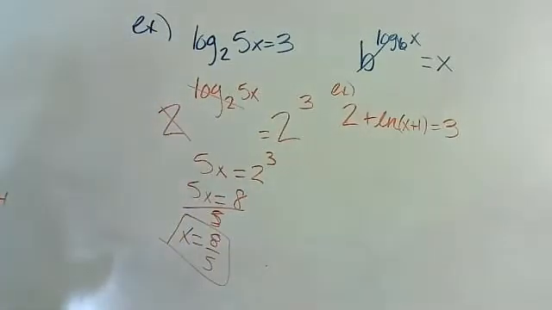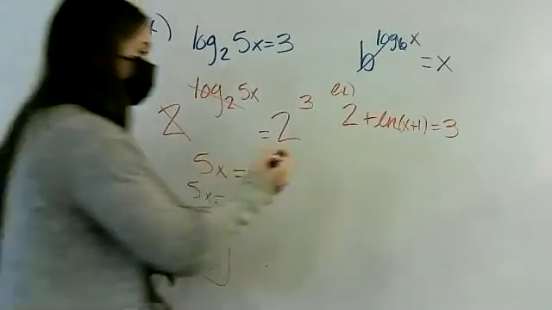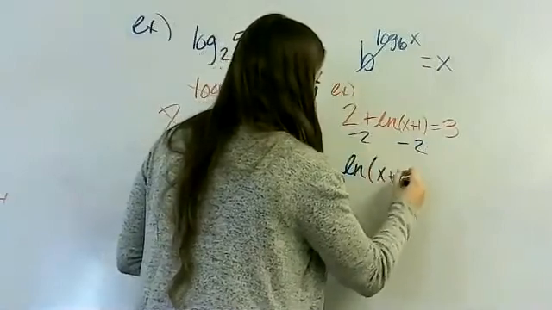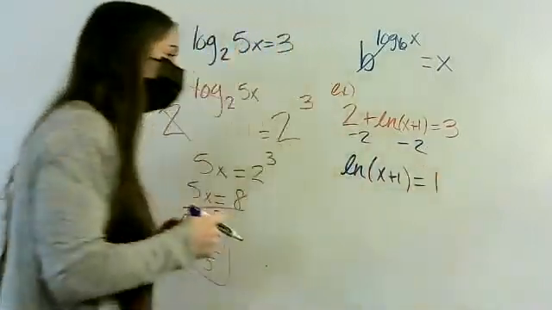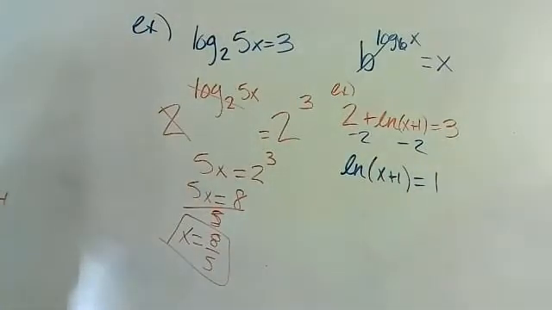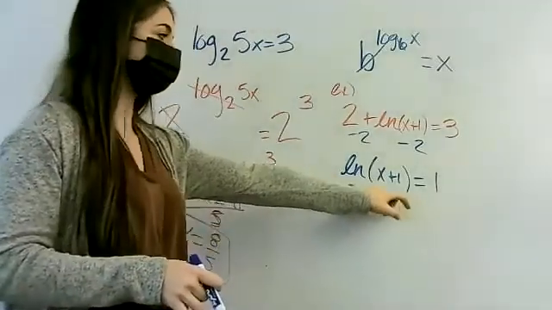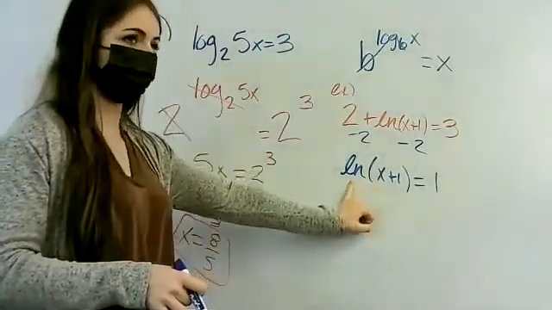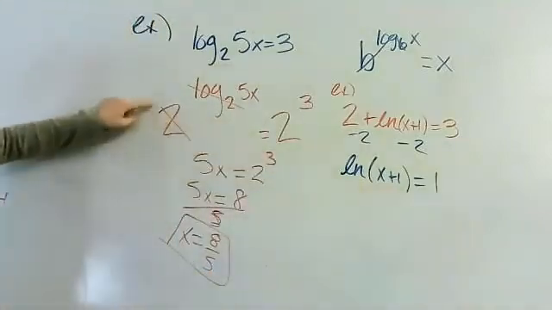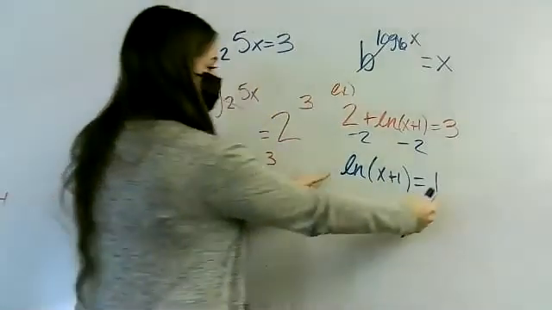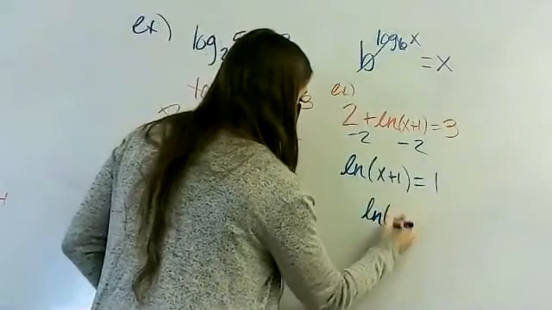What's the first thing I need to get rid of? The 2. Good, that 2. That can't be there if I'm going to be exponentiating things. So natural log of x plus 1 equals 1. Now what do I need to cancel out? This is natural log of this whole quantity, so I need to get rid of the natural log. We need to exponentiate everything, so everything at ground level is now up in our exponent.